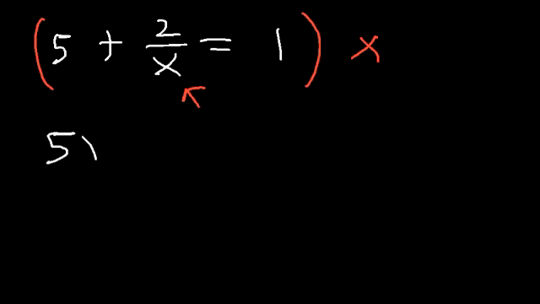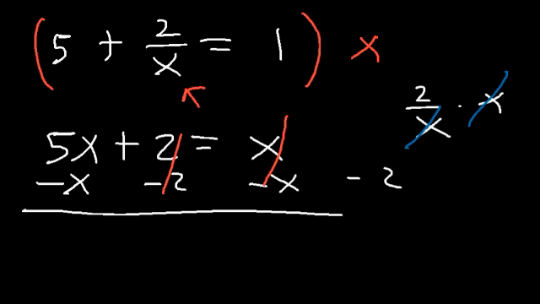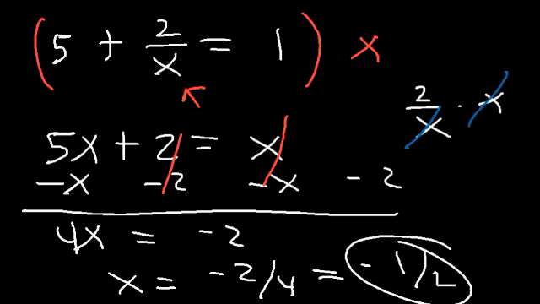5 times x is 5x. 2 over x times x, the x variables cancel, so you're left over with 2. And 1 times x is x. So now what we're going to do is subtract both sides by x and subtract both sides by 2. So these will disappear. 5x minus x is 4x, and that equals negative 2. So if we divide by 4, we're going to get negative 2 over 4, which is negative 1/2. And that's how you could solve for x. It's going to be a lot easier if you multiply both sides by the denominator.